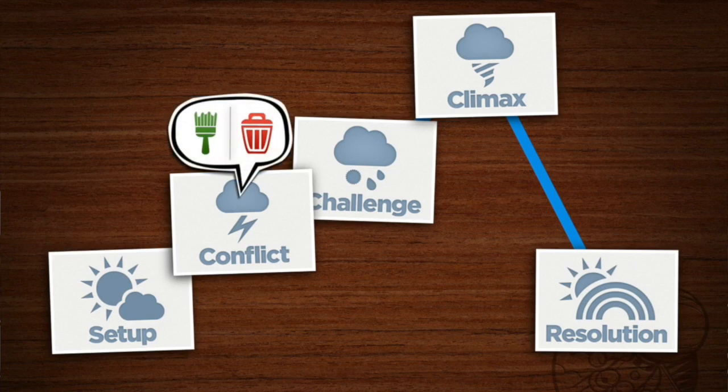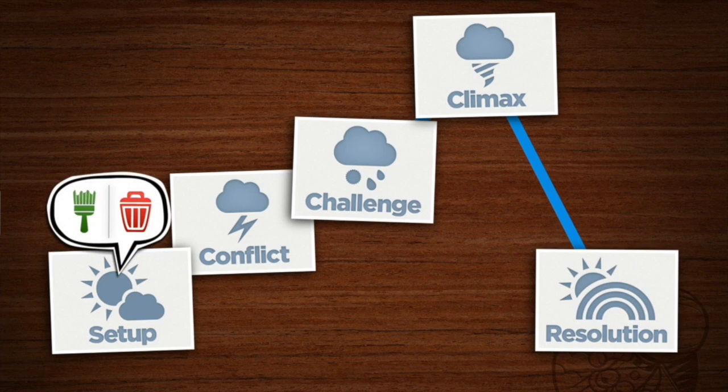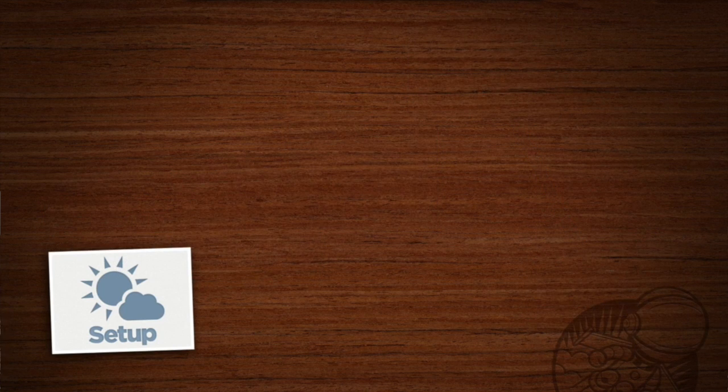peers. By simply selecting New Cartoon, students are guided to the story arc. Here, students are walked through setup, conflict, challenge, climax, and resolution. A brief description of each is given at the bottom.